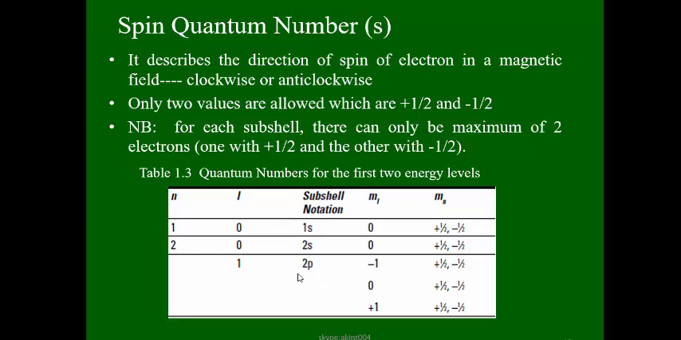P must contain a maximum of 6 electrons. It can contain 1, 2, 3, 4, 5, depending on the element that we are considering. But it cannot contain 7. And it doesn't mean that 3p must contain more than 2p. No, 3p and 2p, they contain the same number of electrons. That is what we are seeing.